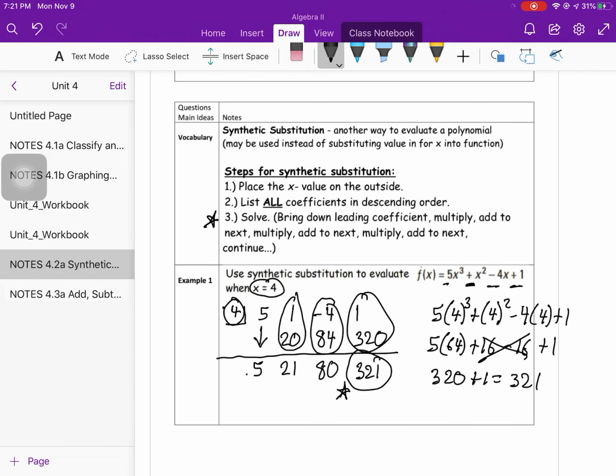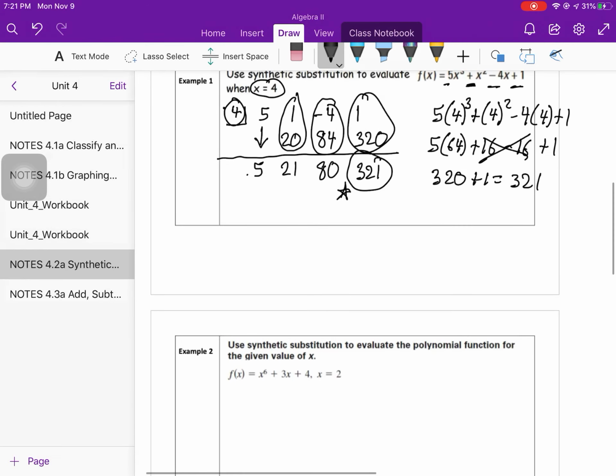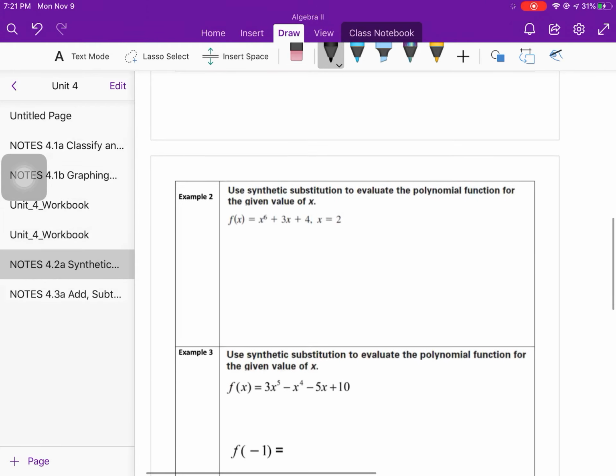So let's do a couple more practice ones, and then I'm going to let you do one on your own. So here's example 2.